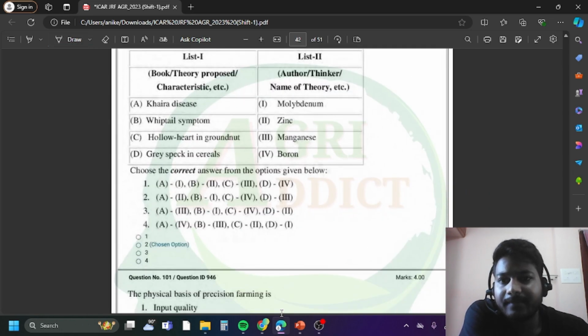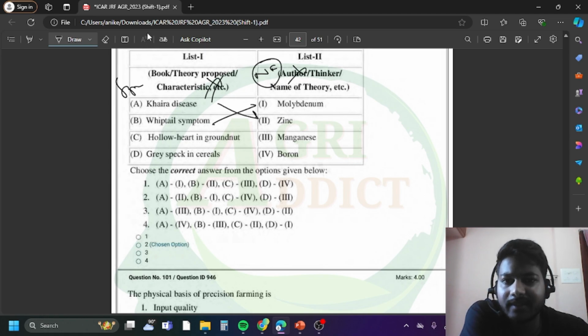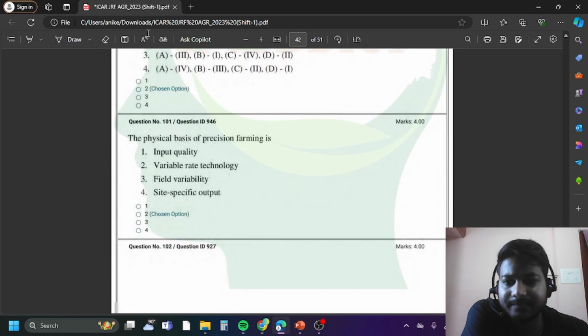Next: match the disease or symptom: Khaira disease, whiptail symptom, hollow heart in groundnut, grey speck in cereal. Actually they should have given the symptoms and the nutrient responsible, but they have given the wrong things. Khaira disease is caused by zinc, whiptail by molybdenum, hollow heart in groundnut by boron, and grey speck of oat or cereal is caused by manganese deficiency.